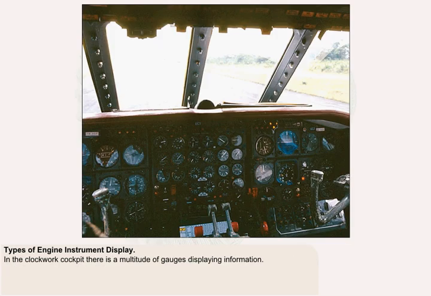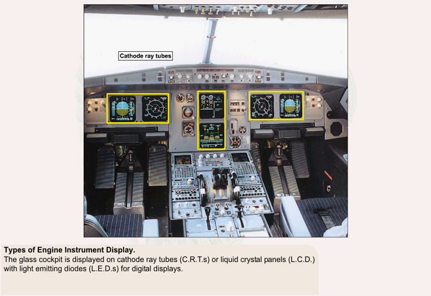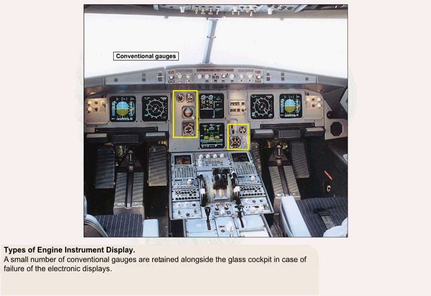In the clockwork cockpit, there is a multitude of gauges displaying information. The glass cockpit is displayed on cathode ray tubes, CRTs, or liquid crystal display panels, LCDs, with light-emitting diodes, LEDs, for digital displays. Alongside the glass cockpit display, a small number of conventional gauges are retained in case of failure of the electronic displays.